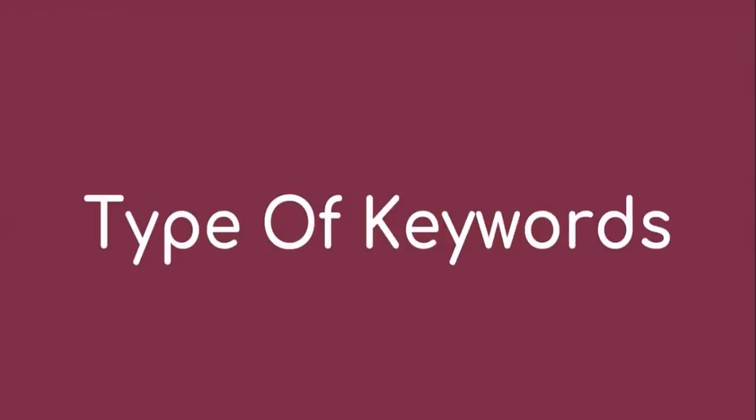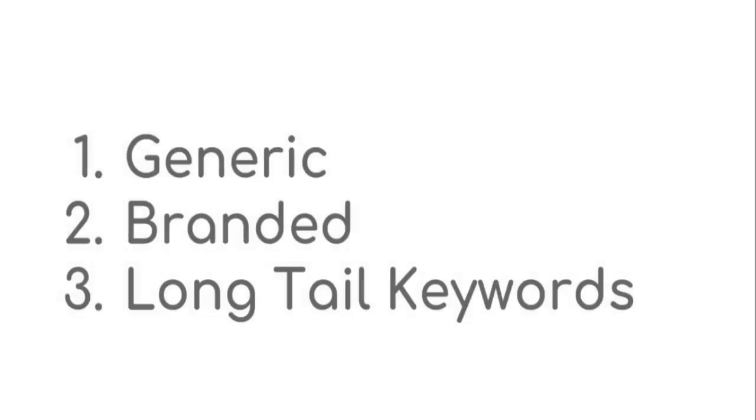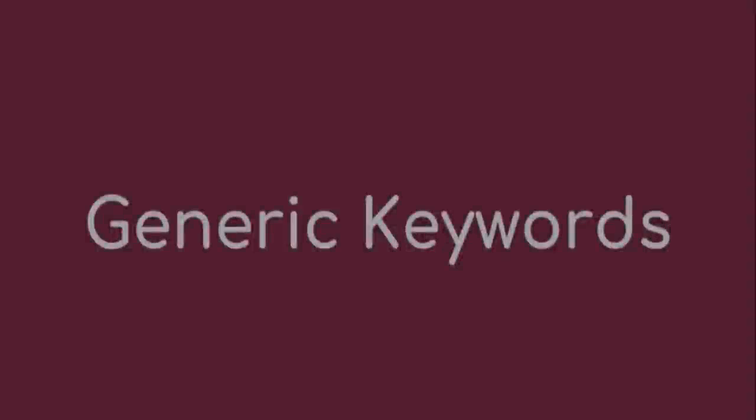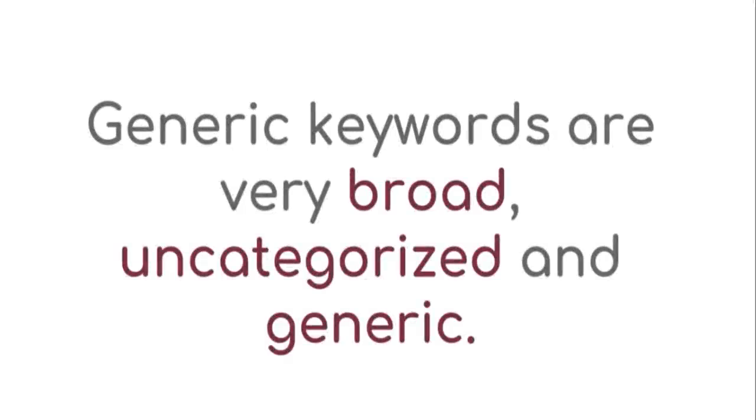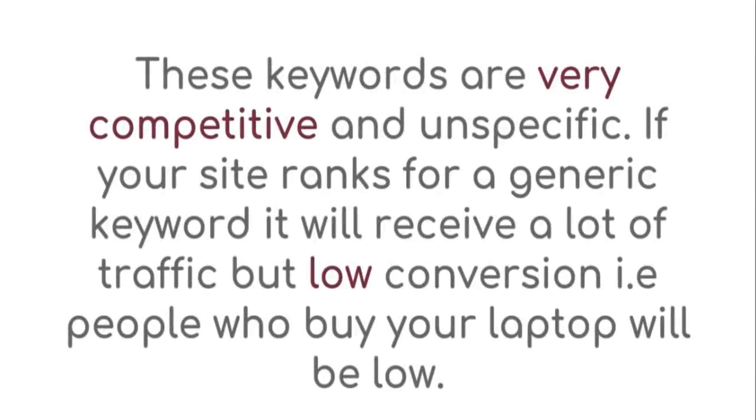Welcome back. Let's talk about types of keywords now. Generally, there are three types of keywords: generic, branded, and long-tail keywords. So, what are generic keywords? Generic keywords are very broad, uncategorized, and generic as the title suggests. Consider the example laptops. When someone searches for laptops, they've not decided what brand to go with, so it's a good time to show them your brand. These keywords are very competitive and unspecific.